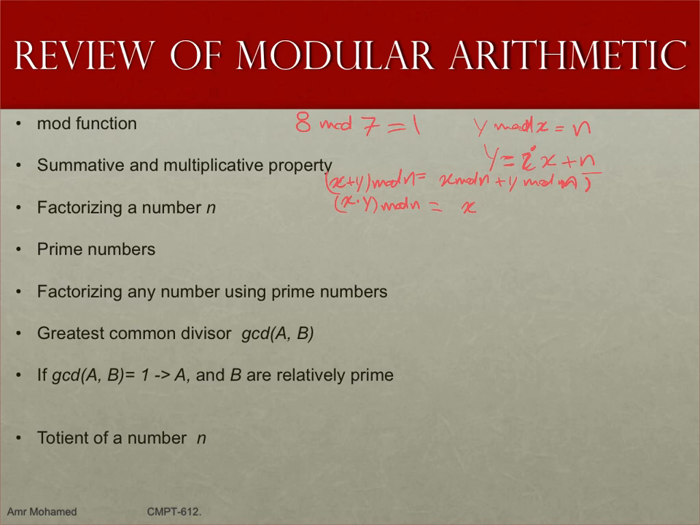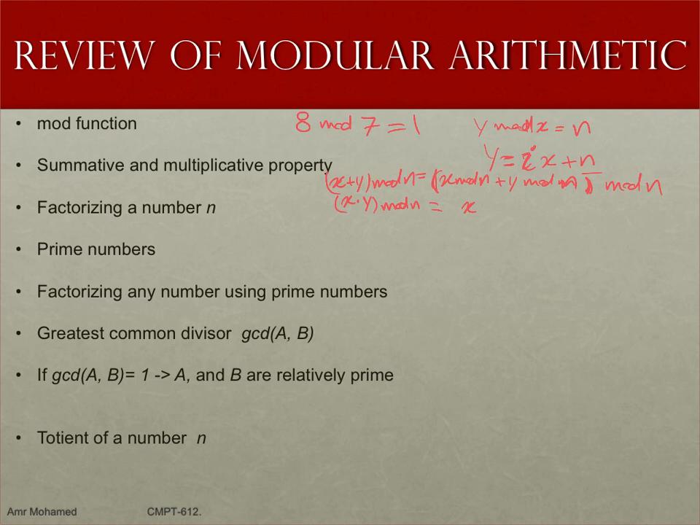Actually, here there is another missing part. Why did I do this? Because when I calculate x mod n and y mod n and I sum them, the answer might be greater than n, right?